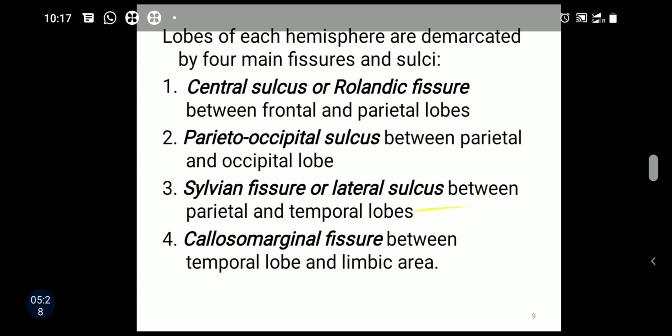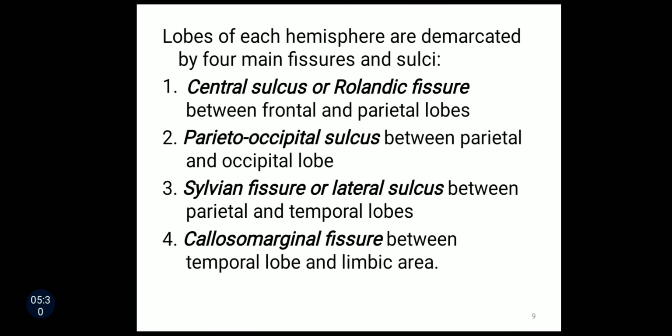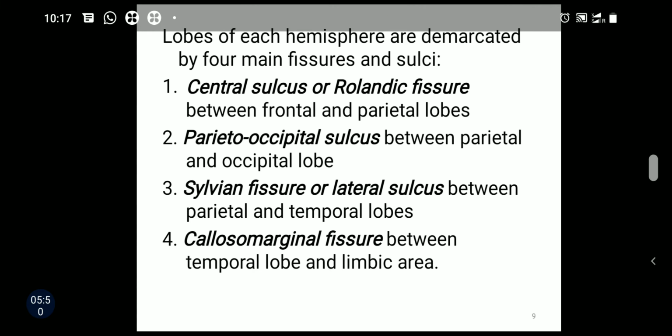And there is one more sulcus called the callosal-marginal fissure, which is situated between the temporal lobe and the limbic area. So these are the 4 sulci present in each hemisphere of the cerebral cortex. So this is in brief about the structure of the cerebral cortex.